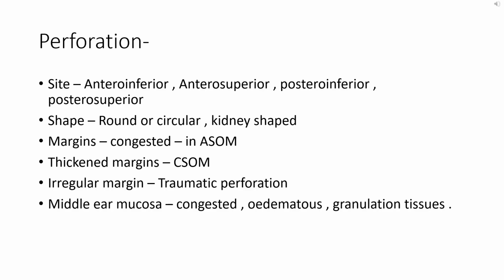Now we will look for the margins of the perforation. It will be congested in case of acute suppurative otitis media, and the margins will be thickened in case of chronic suppurative otitis media because of the chronicity of the lesion. If the margins are irregular, it will be seen more commonly in traumatic perforation. Also, we look for the middle ear mucosa. It will be congested, or it can be edematous, or there can be presence of granulation tissue as well in case of attico-antral disease.